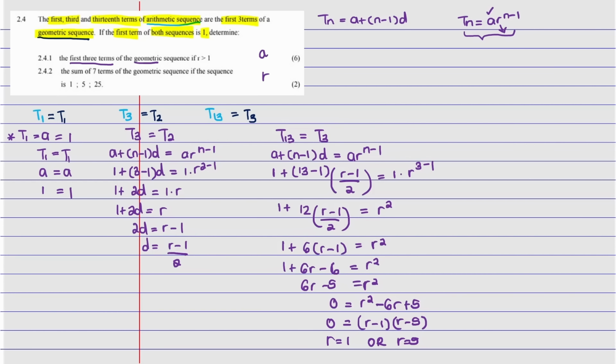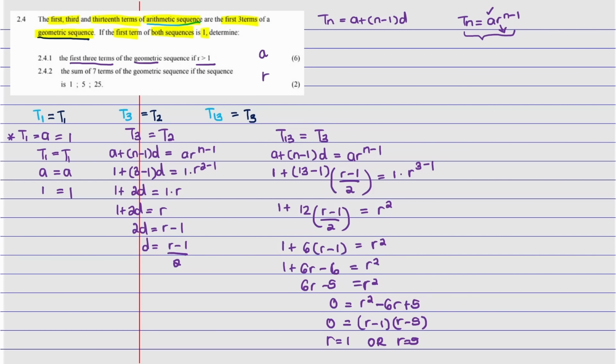Hope that makes sense. So with that said, do you see the fact that here in the condition they tell us that r is greater than 1? What does it mean to be greater than 1? The first thing is that r can never be equal to 1, because it didn't say greater than or equal to.